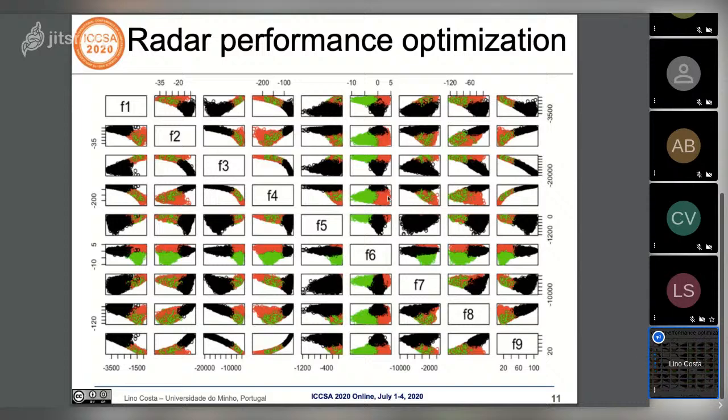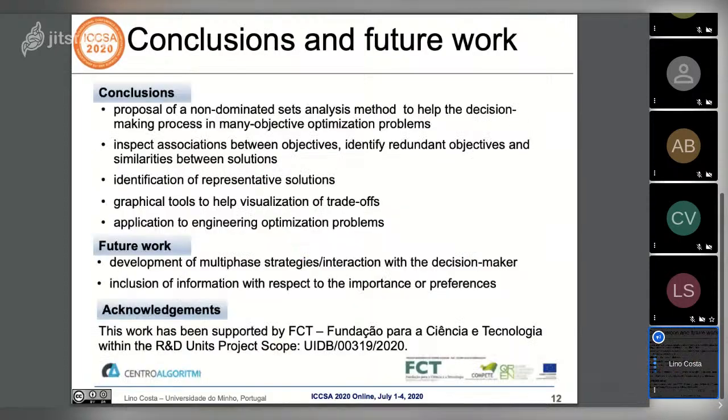Okay. Just to conclude, this proposal is based on these methods. They are very useful to inspect association between the objectives and the identification of redundant objectives, and also the similarities in decision space, the similarity between solutions. These graphical representations are very useful to identify trade-offs.